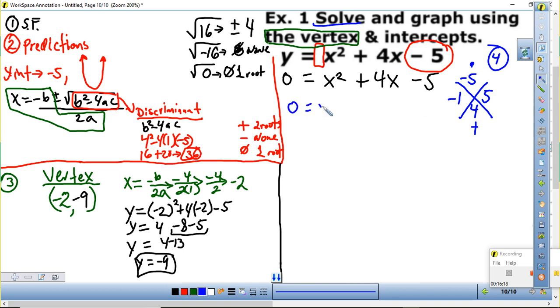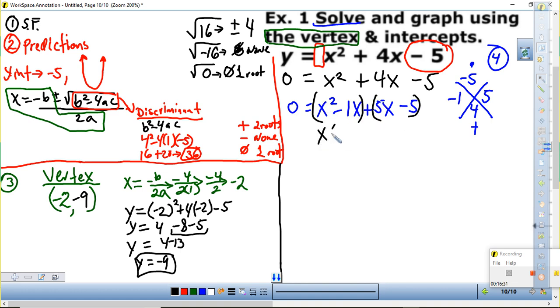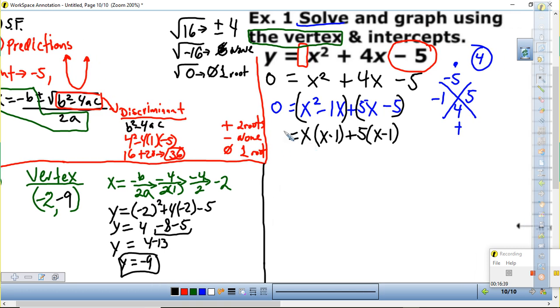0 equals x squared minus 1x plus 5x minus 5. And we know what to do from there, yes? Group. What's GCF for these two? x, minus 1 plus, what's GCF for these two? 5, x minus 1 equal to 0. What are my factors then? x minus 1, x plus 5. And from there we do the zero product property, yes?